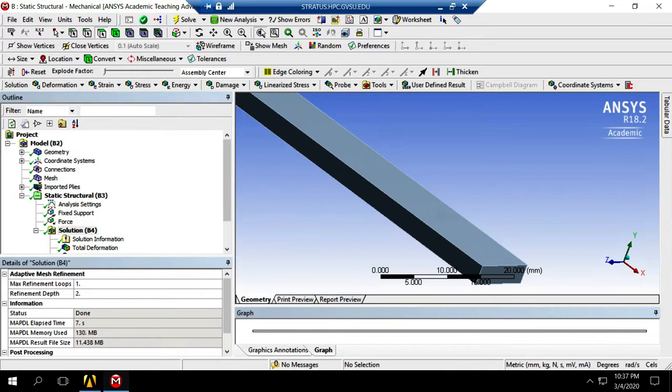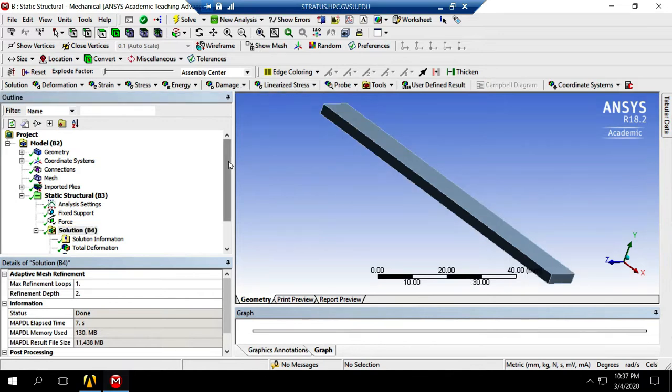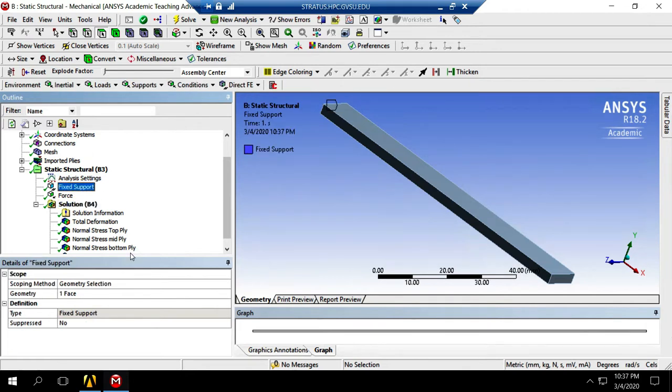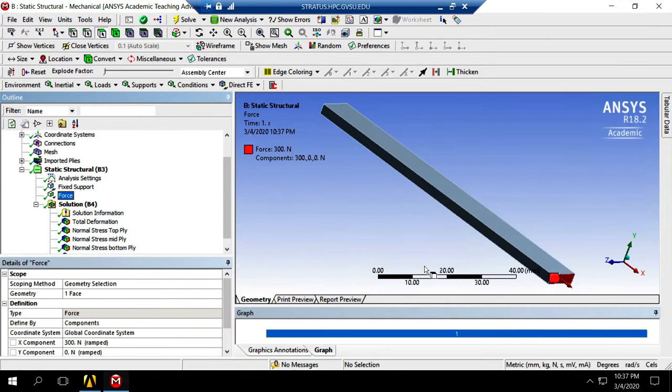Okay, so if you remember, the model I had was a cantilever beam. On the left side I had a clamp, and on the right side I applied a force in X direction. The force was equal to 300 Newton. The width of the beam was 10, the height or thickness was 3, so the cross-section area was 30 millimeters squared.